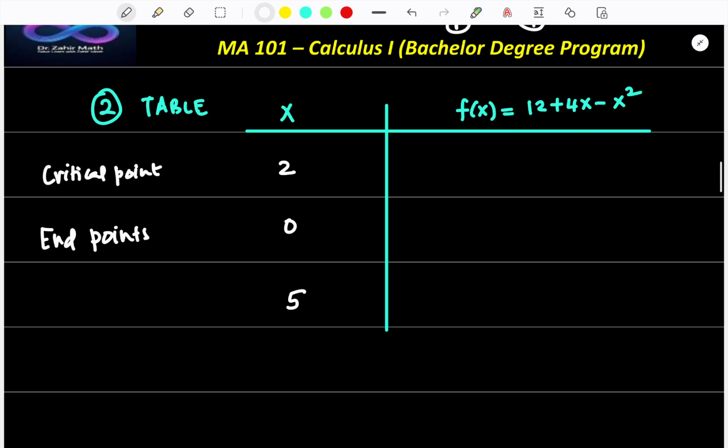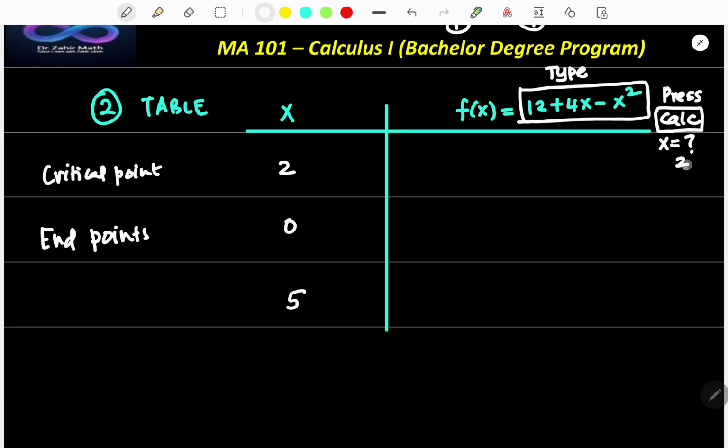Now take your calculator, all of you. Please type this equation. 12 plus 4 alpha x. You know alpha, pink color. Alpha and then x. Minus alpha x square, and then press the button CALC on the top. Once you press CALC, the calculator will ask you x question mark. Put 2. X is equal to 2, and then press equal. You will get 16.